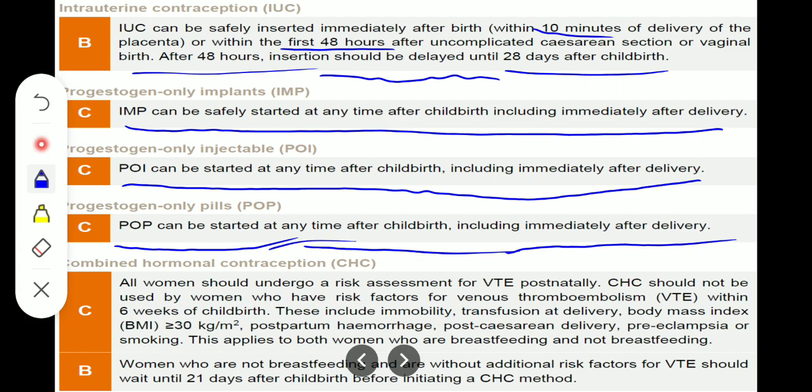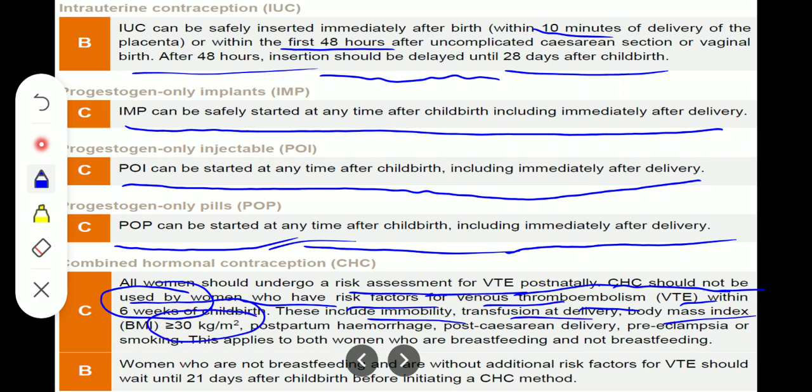All women should undergo risk assessment for VTE postnatally. Combined hormonal contraception should not be used by the women who have risk factors for venous thromboembolism, VTE, within the 6 weeks of the childbirth, and these include immobility, transfusion at delivery, body mass index of more than 30 kg per meter square, postpartum hemorrhage, post-cesarean delivery, preeclampsia or smoking. And this applies to both women who are breastfeeding and not breastfeeding. Women who are not breastfeeding and without additional risk factors for VTE should wait until 21 days after childbirth before initiating combined hormonal contraceptive methods.